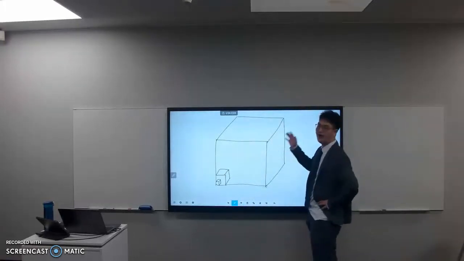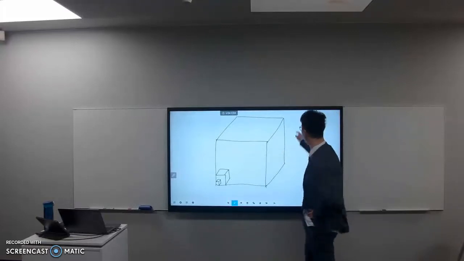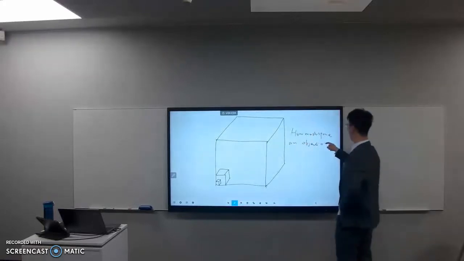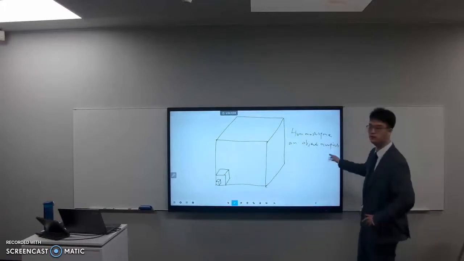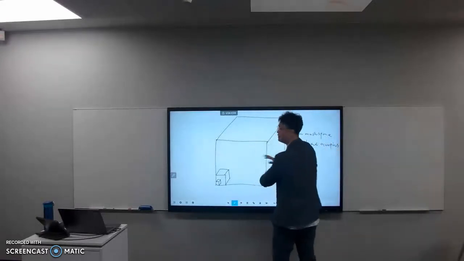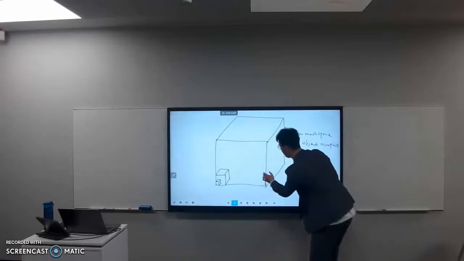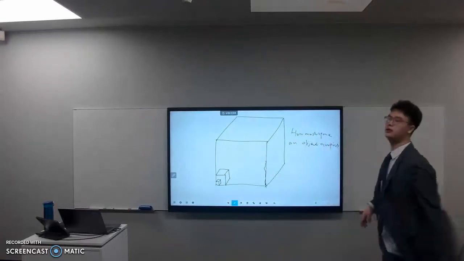How do we calculate how much space a block occupies? The volume is how much space an object occupies. That's the definition of volume. It means how much space these little particles build up, these little particles make up space.